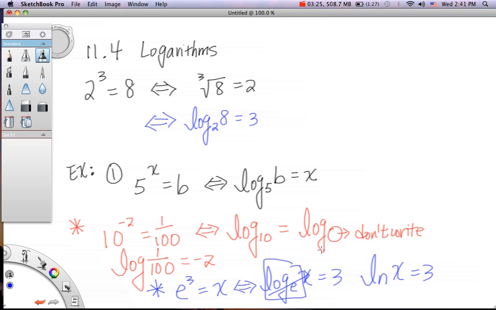Okay, so your job is to be able to go back and forth between these two. If I give you exponents, you should be able to rewrite it as logarithm. If I give you logarithm, you want to be able to translate it back to exponent.